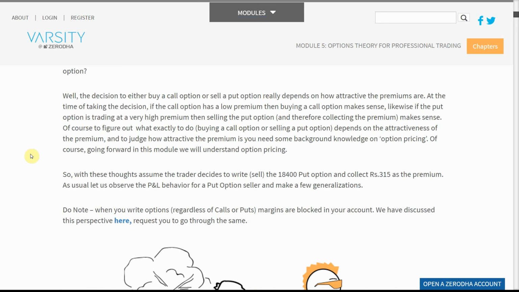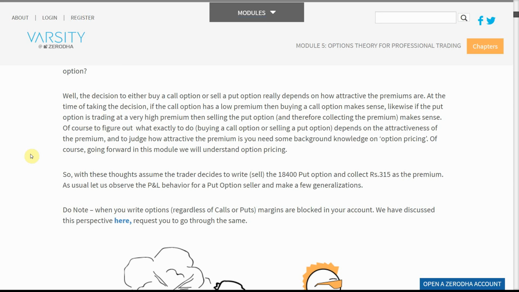And to judge how attractive the premium is, you need some background knowledge on option pricing. Of course, going forward in this module we will understand option pricing. So, with these thoughts, assume the trader decides to sell the 18,400 put option and collect 315 rupees as the premium. As usual, let us observe the P&L behavior for a put option seller and make a few generalizations. Do note, when you write options, regardless of calls or puts, margins are blocked in your account. We have discussed this perspective here, request you to go through the same.